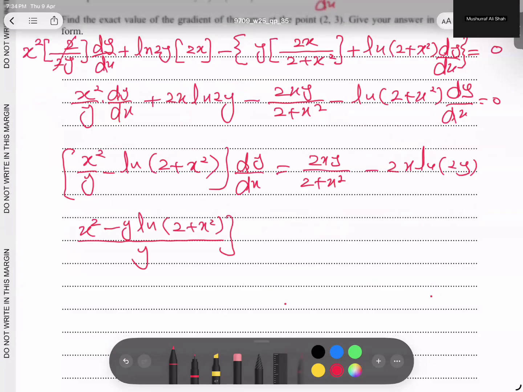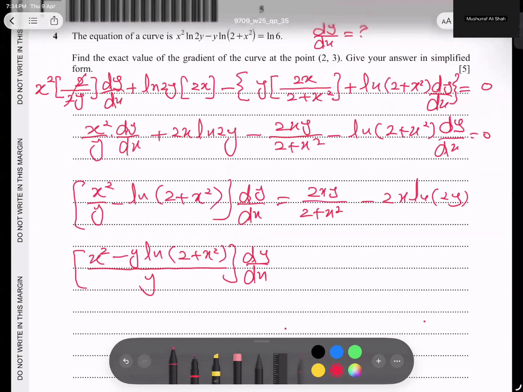Okay, and dy over dx I'm writing outside. Okay, this is clear. Now after this, what to do on the other end? On the other end, I think if we take the LCM, it is good for us. The LCM is 2 plus x square, x square.